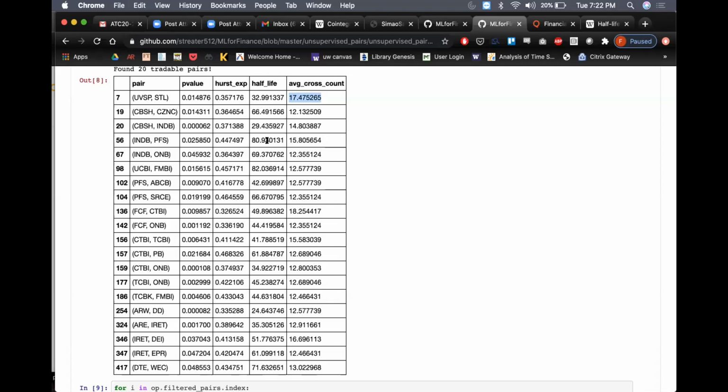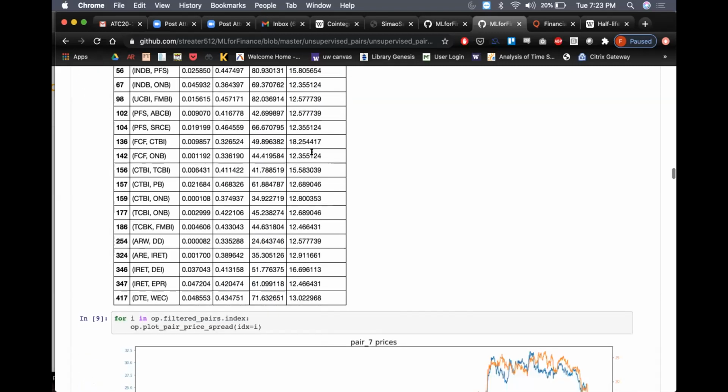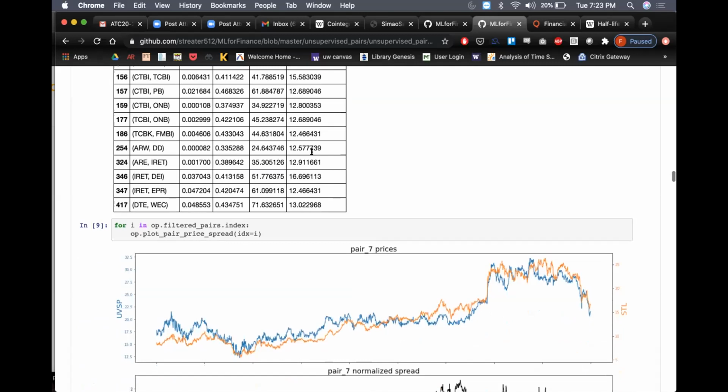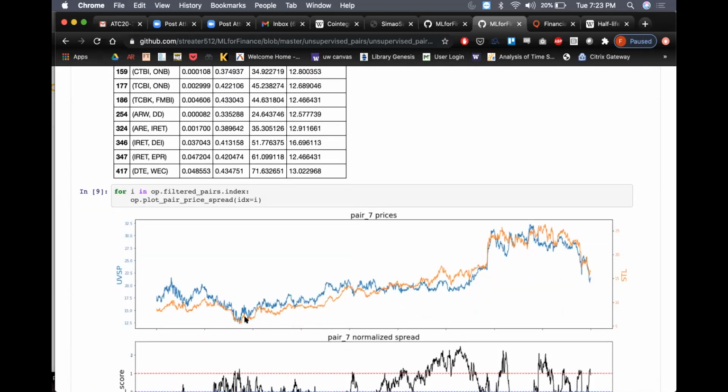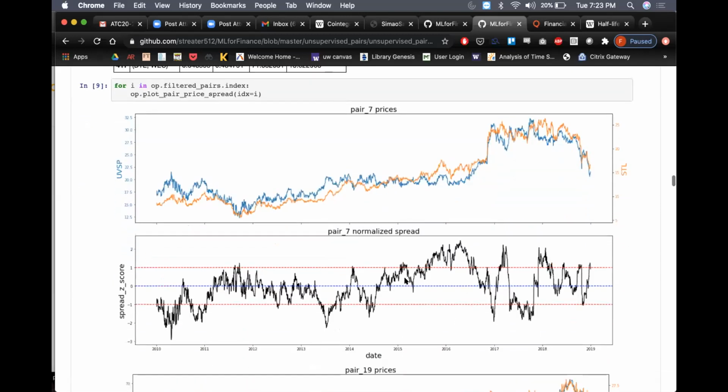The half-life ranges from, it looks like 24 is the lowest to, let's see, 80, or 82, the highest. So they have reasonable half-lives, and additionally, you're going to get an opportunity to trade on each of these at least once a month. And so below we plot the raw price series of the two securities, as well as the normalized spread.